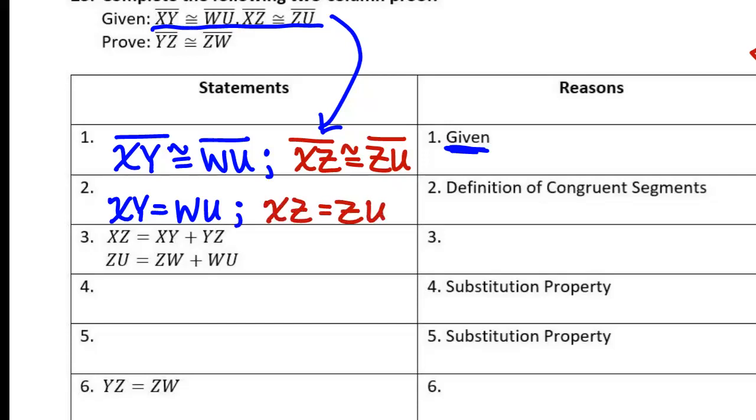Yes. The length of XY is equal to the length of WU. They have the same measurements. The length of XZ is equal to the length of ZU. They have the same measurement.